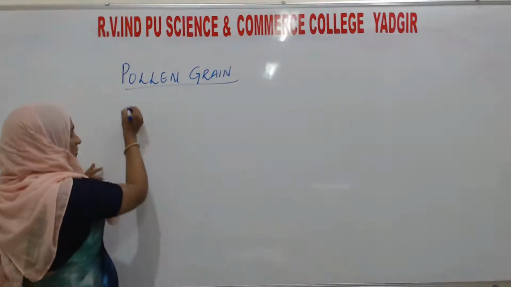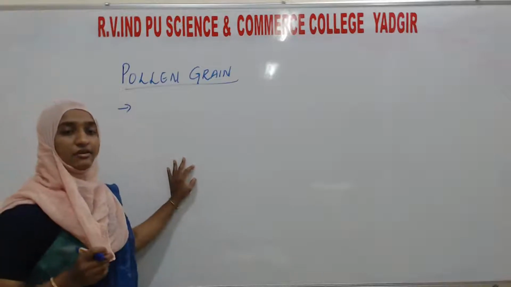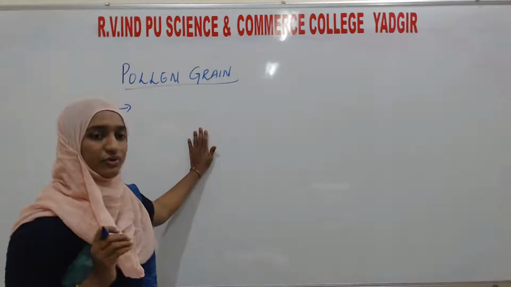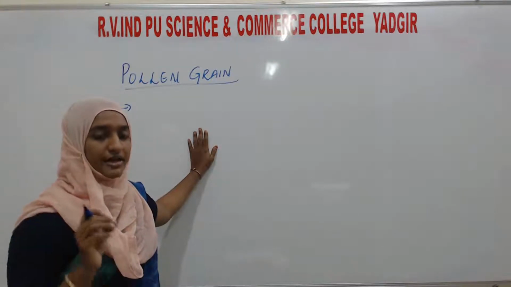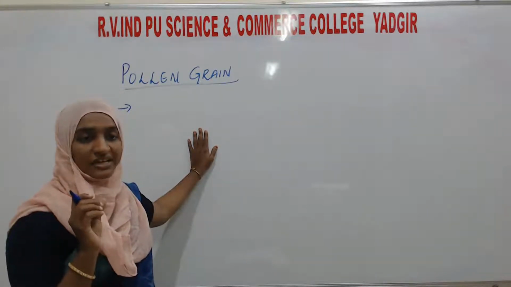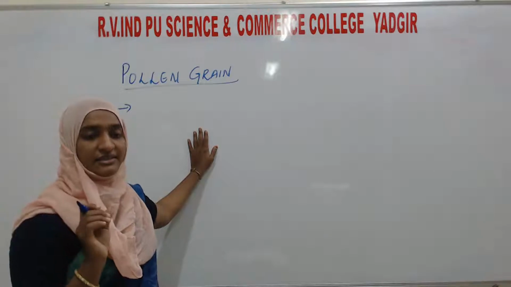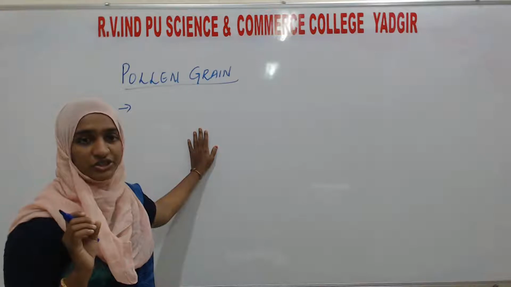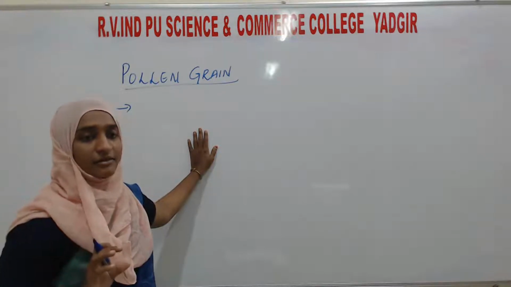See here, what does pollen grain mean? It is a yellowish powdery mass. If you see one example, I will tell you. If you take a hibiscus flower and squash it, you can see on your finger a yellow colored powder is going to be stuck. What is that? That is the pollen grain.